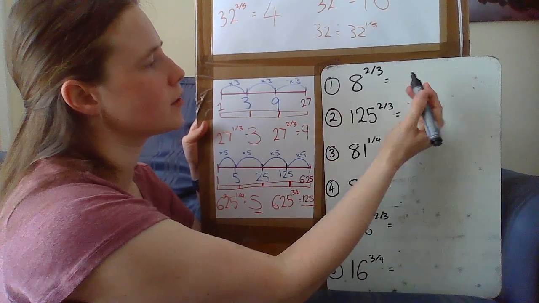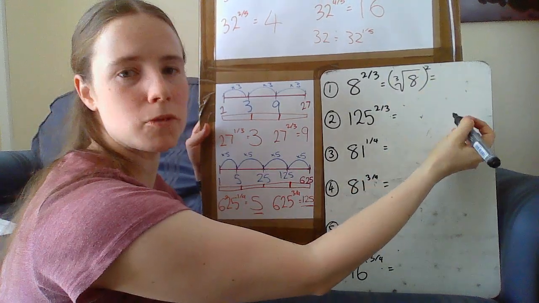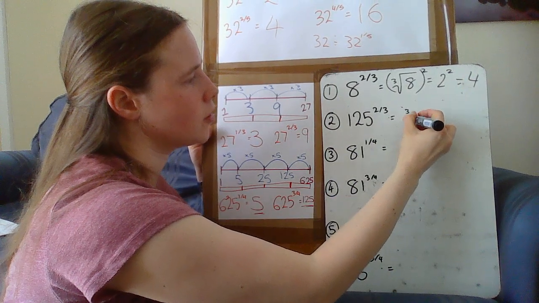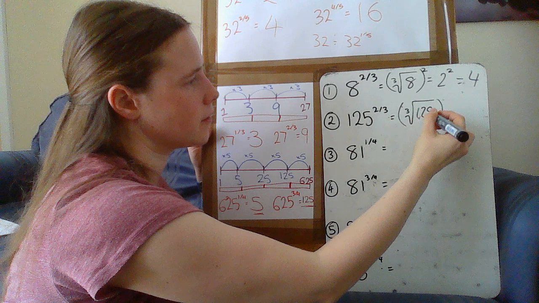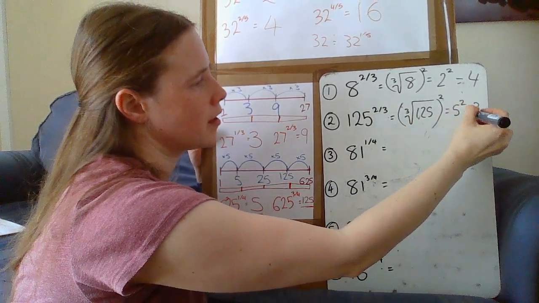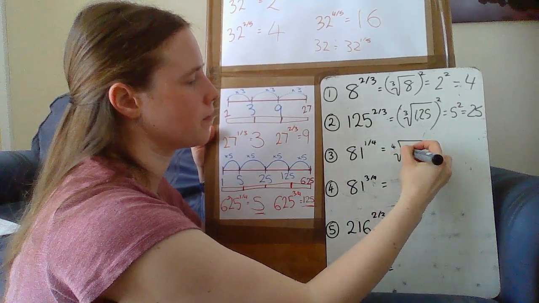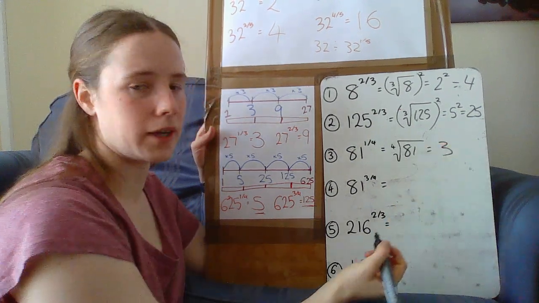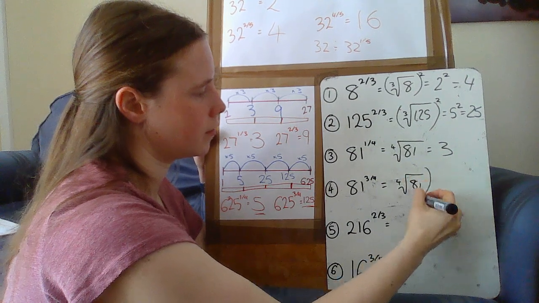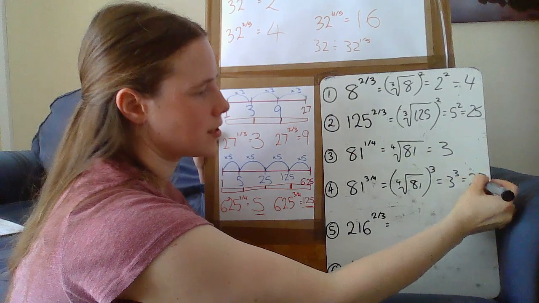Okay, here we go. So for this one, I'm going to do the cube root of 8 and then I'm going to square it. Cube root of 8 is 2, square that is 4. This one, I'm going to do the cube root of 125 and then square it. The cube root of 125 is 5, square that is 25. For 81 to the 1/4, I just need to do the 4th root of 81, which is 3. Okay. For the next one, I need to do the 4th root of 81 and then cube it. So that is 3 cubed, which is 27.